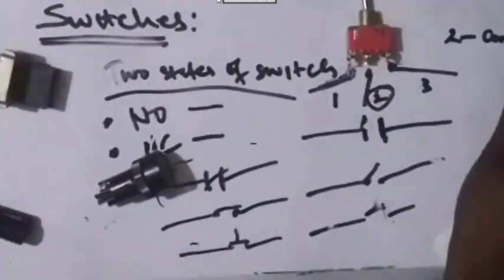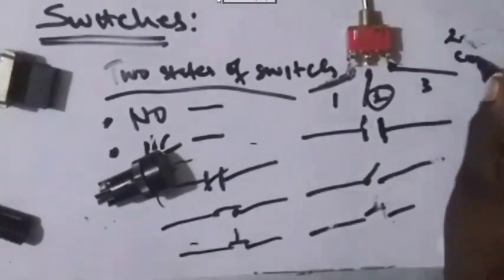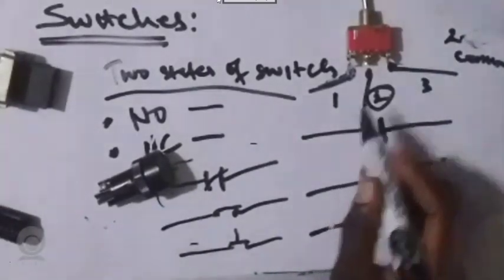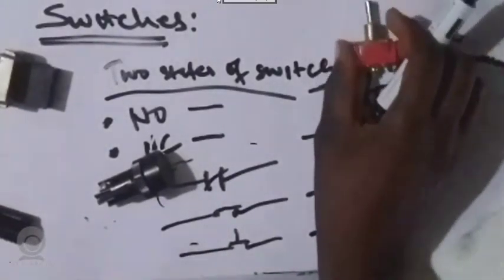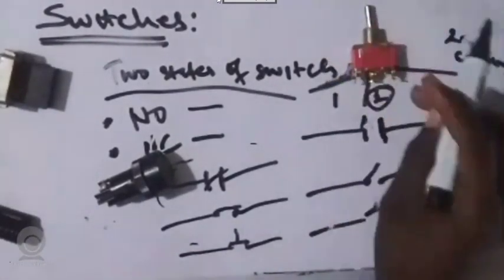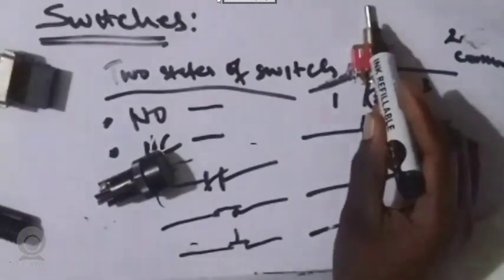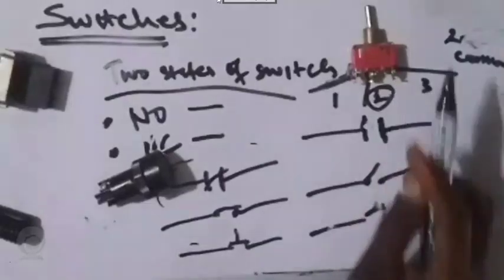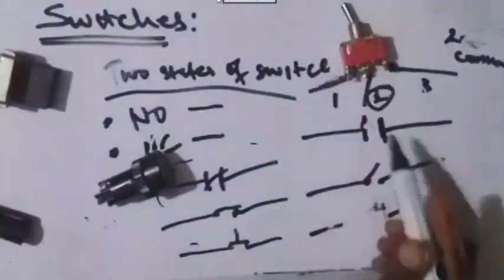Three terminals. This number 2 is called common. This terminal 2 is common. It's common to both terminals. That is why we say it's common. We call it the common terminal because it is common to both terminals. So look at this now. If it is straight like this, it means it's not connected to any of them. It's not connected to this or this.